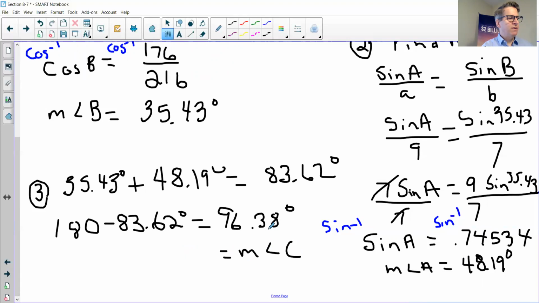So this example is when we had side, side, side. And that concludes the lesson today. Hope you found it informational.